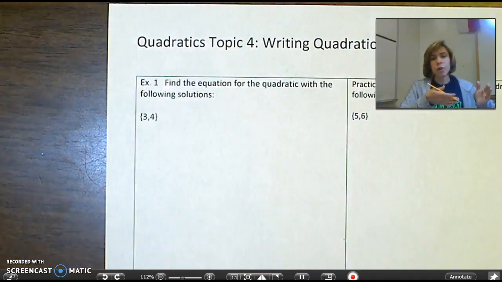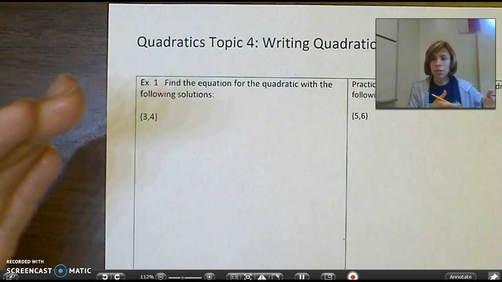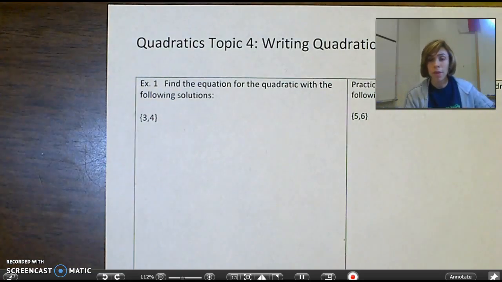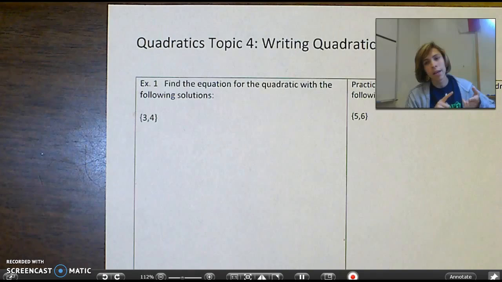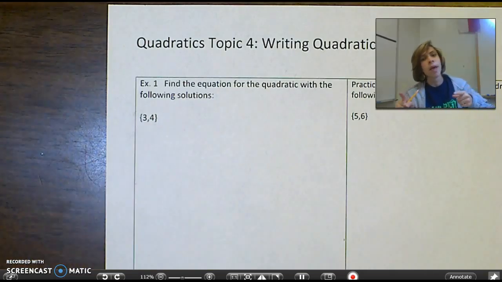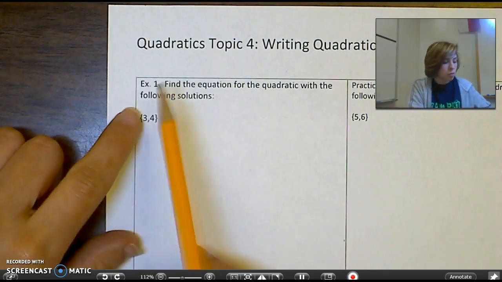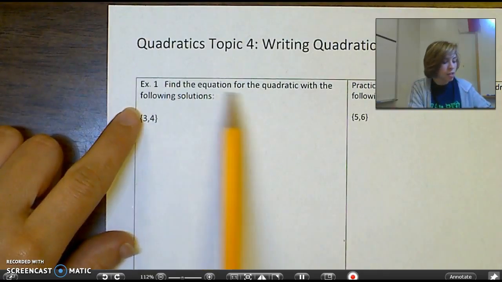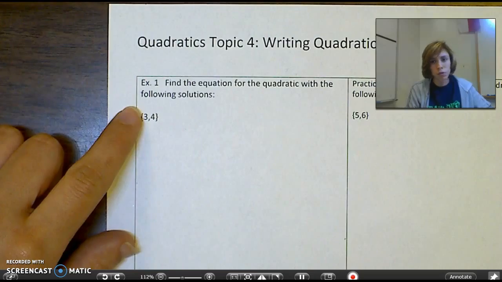So what we've done so far is we've taken quadratic equations and we've found solutions for them by factoring and by using the quadratic formula. So we've learned those two ways of solving quadratic equations. So now we're taking solutions and we're going back and finding the quadratic equation for those solutions. So the question here says, find the equation for the quadratic with the following solutions.